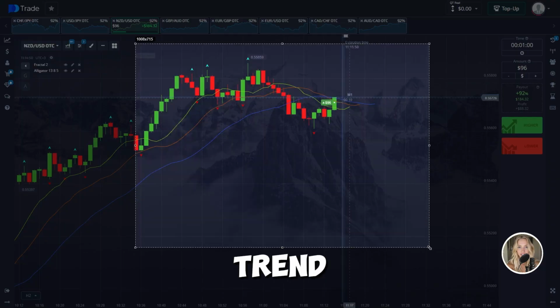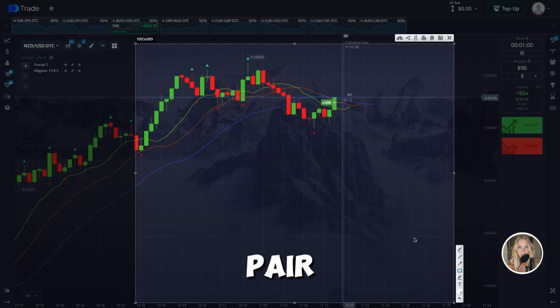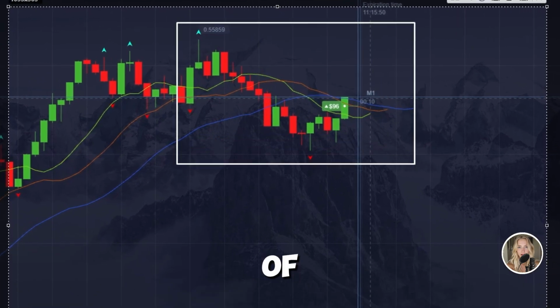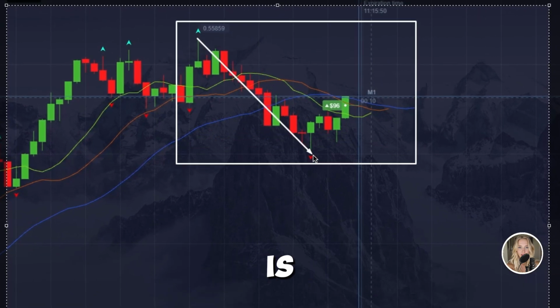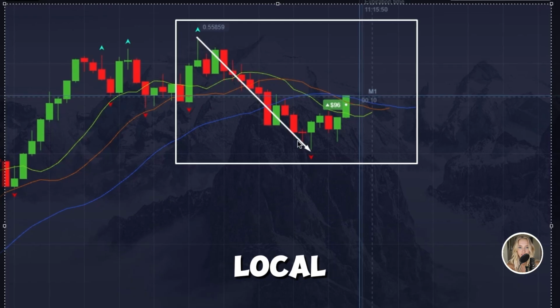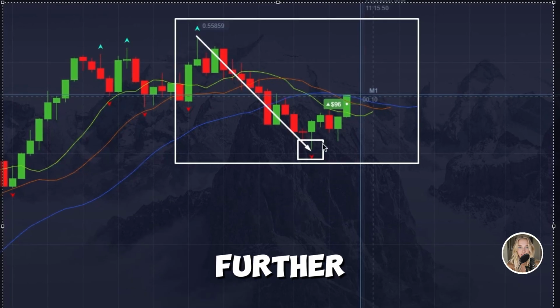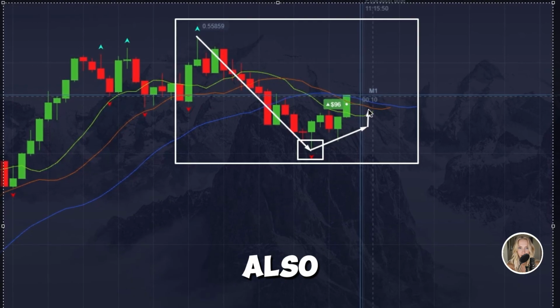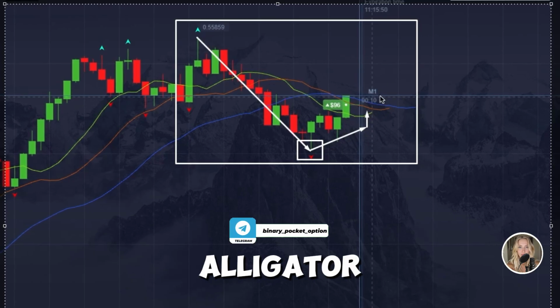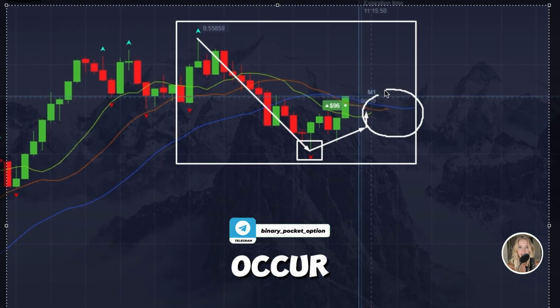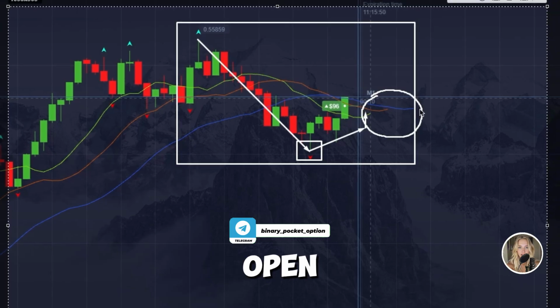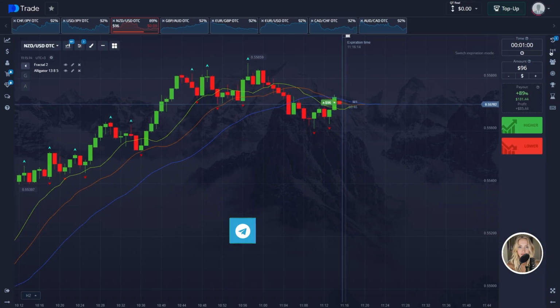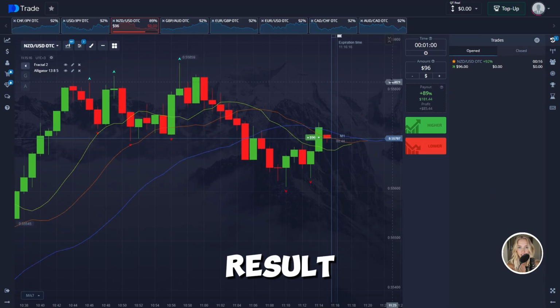We have an upward trend now prevailing on this currency pair. We are interested in this section of the movement, namely, this is the price correction, the update of the local minimum along the fractal and further upward dynamics. We also see the intersection of our alligator sliding lines due to occur soon, and therefore here we open the deal to increase. Let's look at its result.